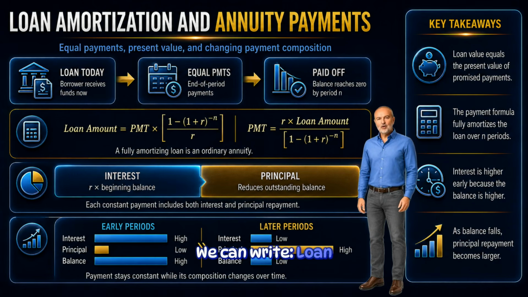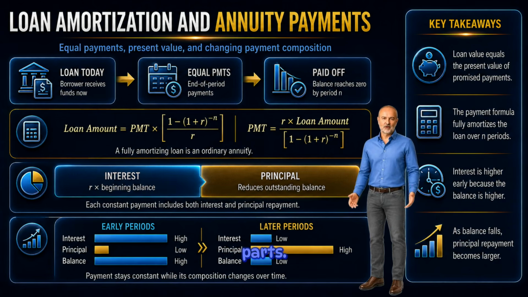We can write loan amount equals payment times 1 minus 1 plus r to the power of negative n, divided by r. Solving for the payment gives payment equals r times loan amount divided by 1 minus 1 plus r to the power of negative n. This payment is the amount that fully pays off the loan over n periods at rate r.